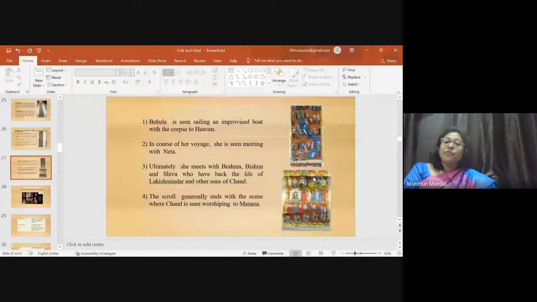So why am I narrating this? Because through this focus, the authority of the female goddess in 18th century Bengal was established. So we can understand that folk art plays a very crucial role in the social and cultural scenario.